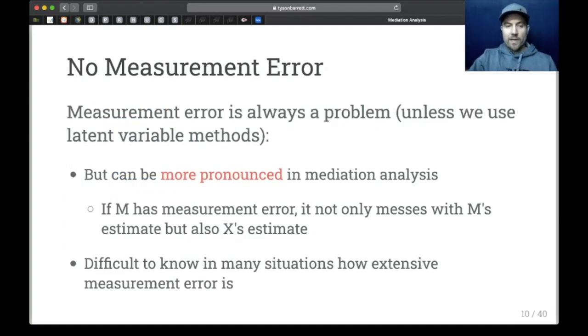Again, no measurement error. There's always going to be some, which means our estimates are going to be slightly biased. And I mentioned that it can be more pronounced in mediation analysis because it affects multiple paths when there's measurement error in, say, like the mediator.